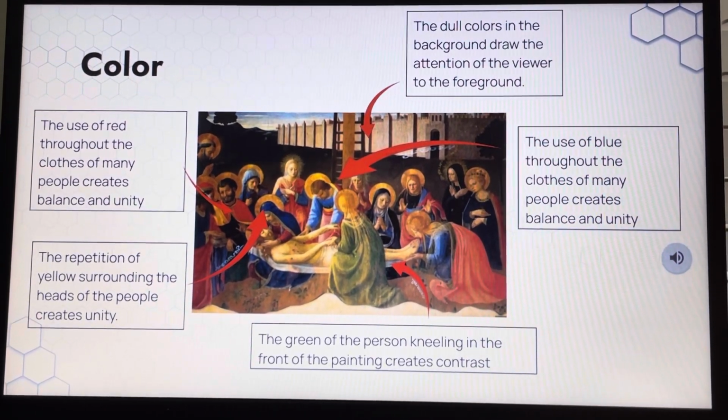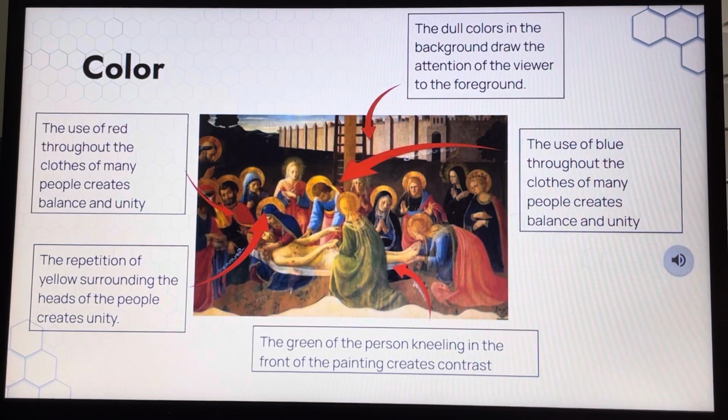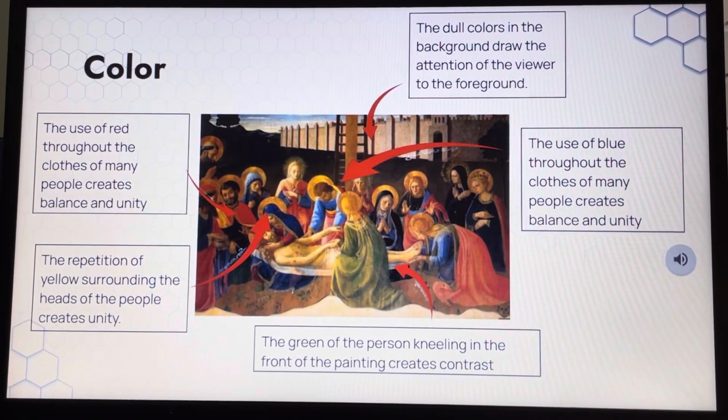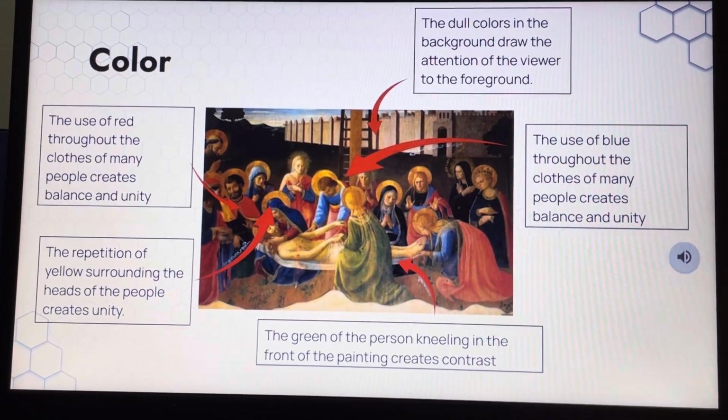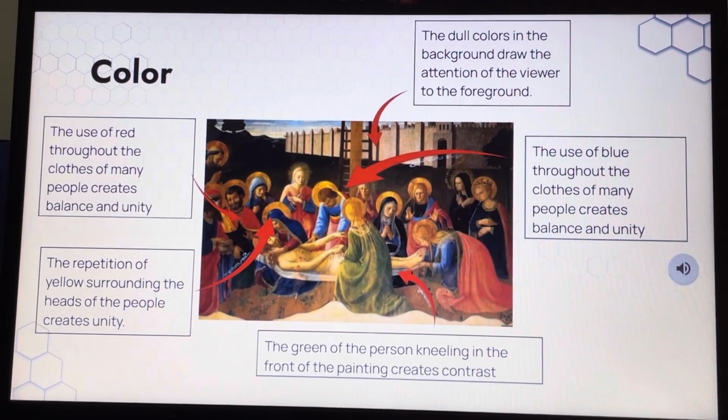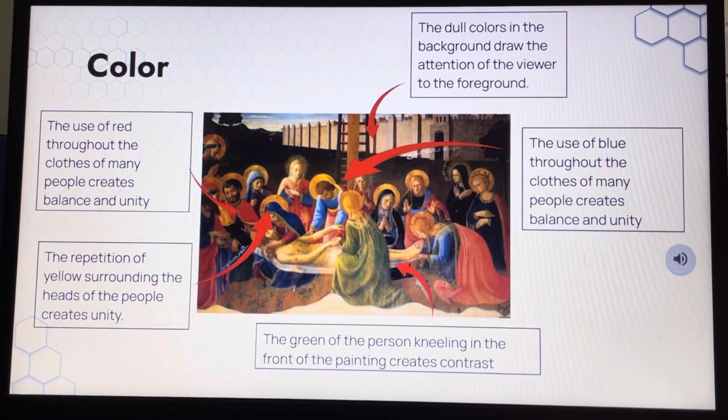There's also a yellow circle around the heads of the people. This creates unity as this shape and color are repeated throughout the entire painting. The repetition of the color red across the clothing of multiple people creates a sense of unity and balance as the color can be seen multiple times, showing harmony.